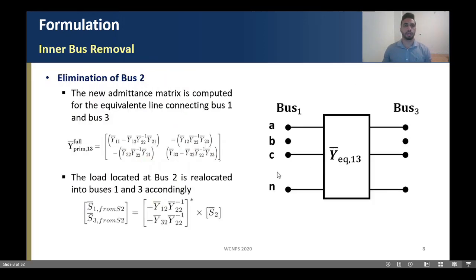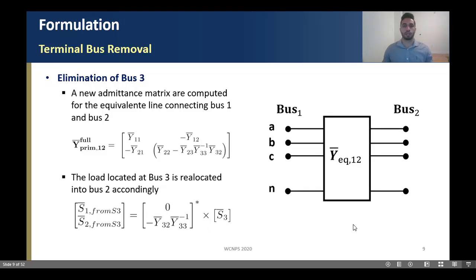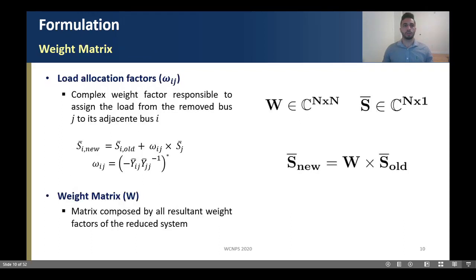So this would be the inner bus removal case. Here we have how the equivalent line parameters would be, and here we have how the load allocation factors would be, which are responsible for placing the load from bus 2 onto its adjacent buses. Here we have a terminal bus removal case, when we would be interested in removing bus 3 out of our example system. So I would like to present the weight matrix concept.